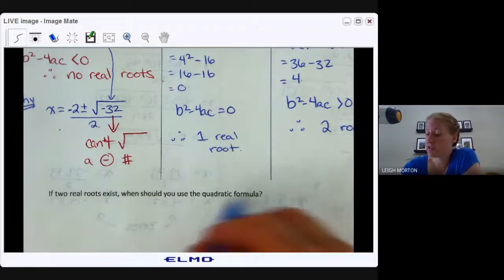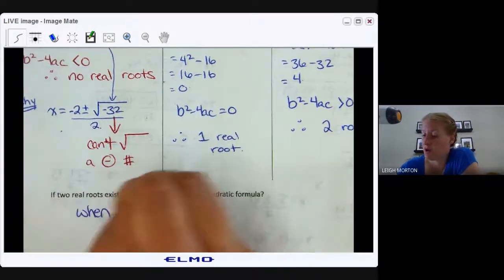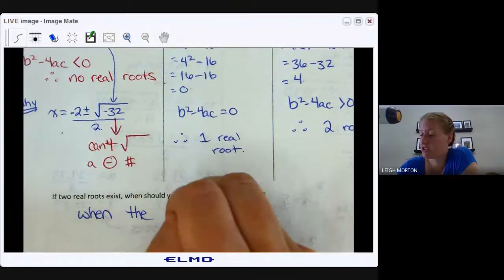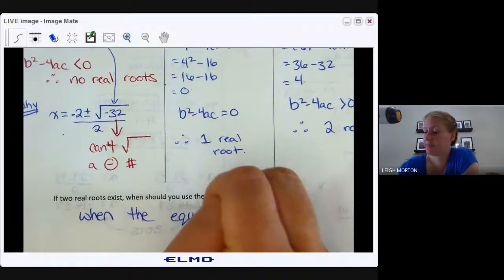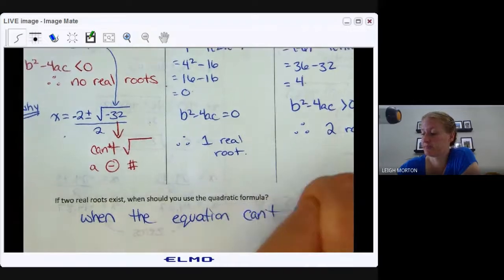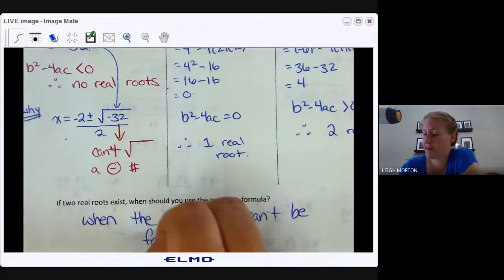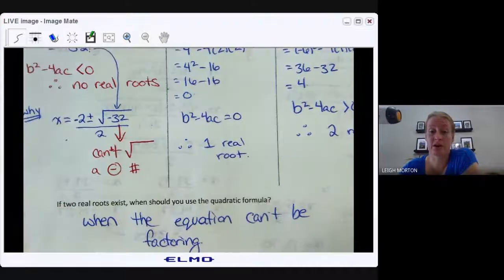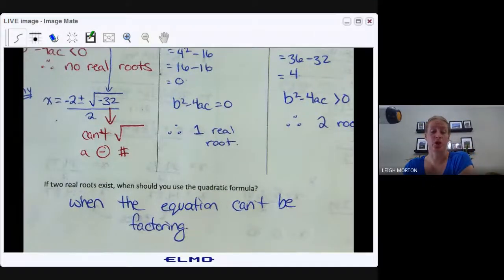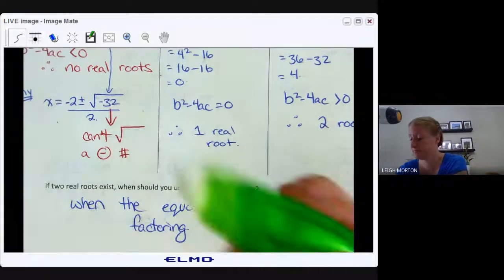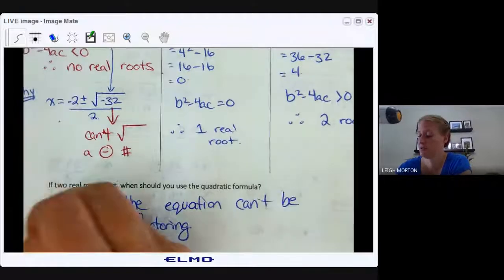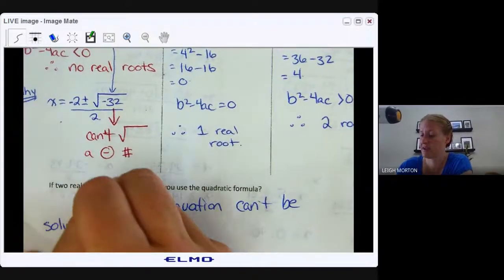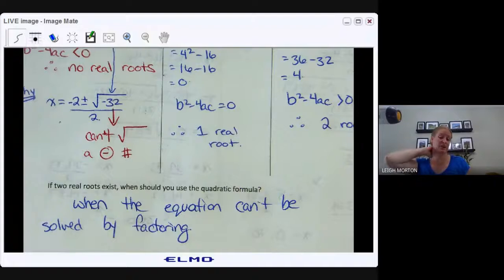So when should you use the quadratic formula? When the equation can't be factored. So if you are trying to factor a simple trinomial, or a complex one with no common factor, I haven't taught you how to do complex factoring, it can't be solved by factoring. So if you're trying to factor and it's not working, go to quadratic formula.